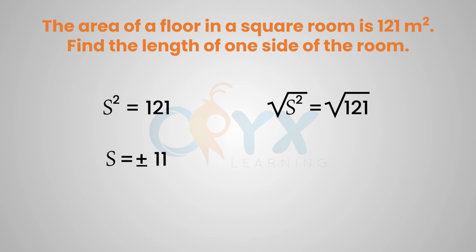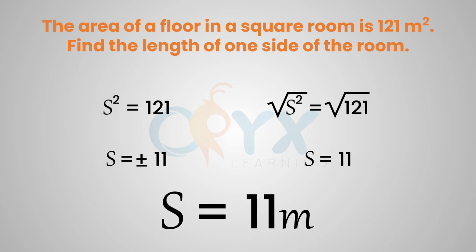Now, as stated in the beginning, in real-world situations, in this case, the length of the side of a room, we only want to consider the positive answer. So the length of one side of the room is 11 meters. Right? It doesn't make sense to have a negative length, therefore only the positive is considered.